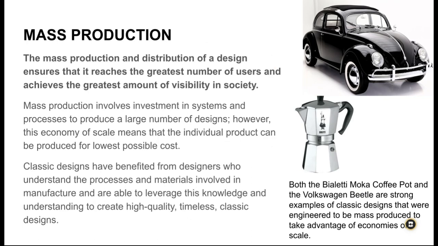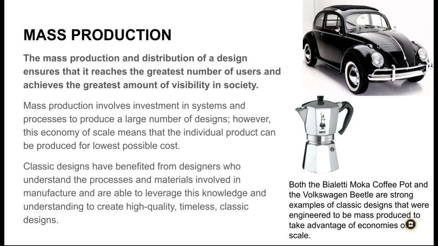Okay, so I've mentioned mass production a couple times. This is a very important aspect of classic design, because it's through mass production and distribution of a design that it will reach the greatest number of users and achieve the greatest amount of visibility in society. And so mass production goes hand in hand with economies of scale, which means that the product can be created for the lowest possible cost, which means more people can own it, which means more people can become emotionally attached to it, which means that there's a larger chance that it will become a classic design. And so it's a combination of all these different processes and materials involved in manufacturing that allow something to become classic.